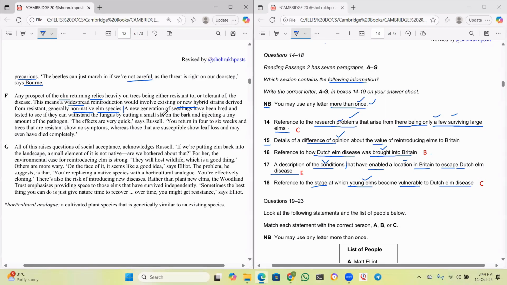A new generation of seedlings have been bred and tested to see if they can withstand the fungus by cutting a small slit on the bark and injecting a tiny amount of pathogen. It means now they are testing the trees with the disease. The effects are very quick, says Russell. You return in 4 to 6 weeks, and the trees that are resistant show no symptoms, whereas those that are susceptible show leaf loss and may have even died completely.